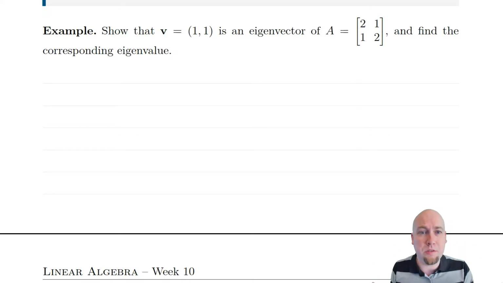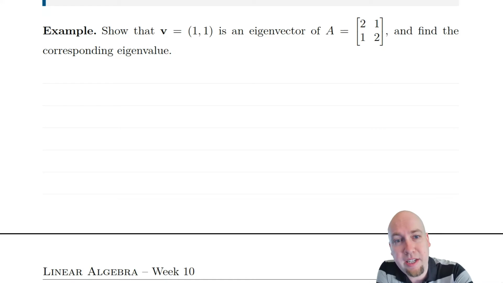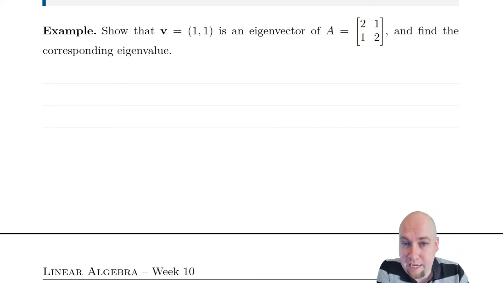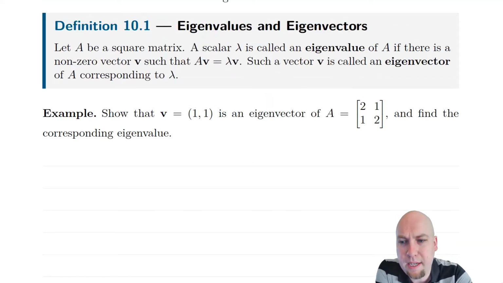Let's suppose that we were given a particular vector v equals (1, 1). And we're told ahead of time, this is an eigenvector, or maybe just probably that it's an eigenvector. Let's verify that it's an eigenvector, and let's find the corresponding eigenvalue. So how could we do that? Well, we just go back and look at this definition here.